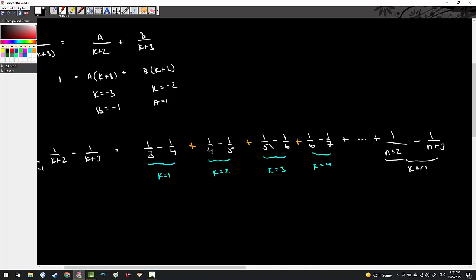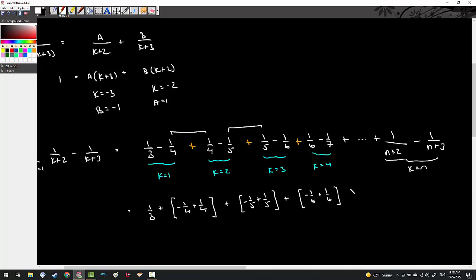And so now from here, I think we're going to see something kind of interesting happen, where I'm going to get 1/3 plus, and I'm going to go ahead and group things together that deserve to be grouped together. So negative 1/4 plus 1/4 plus negative 1/5 plus 1/5 plus negative 1/6 plus 1/6, and I think you see where this is going here.